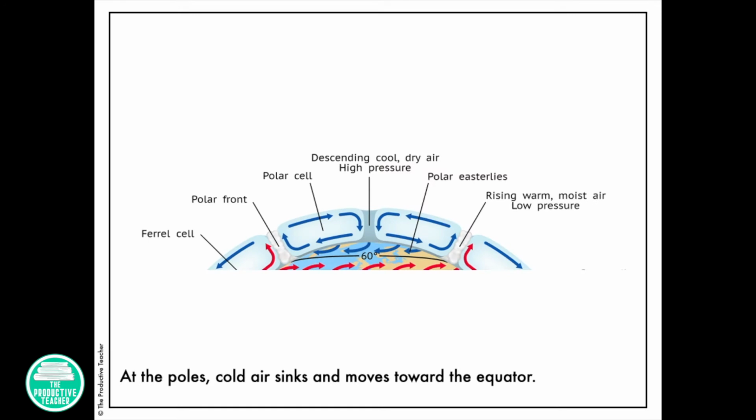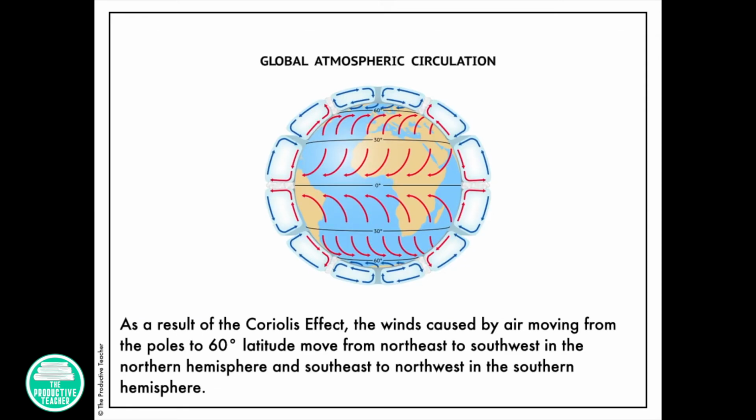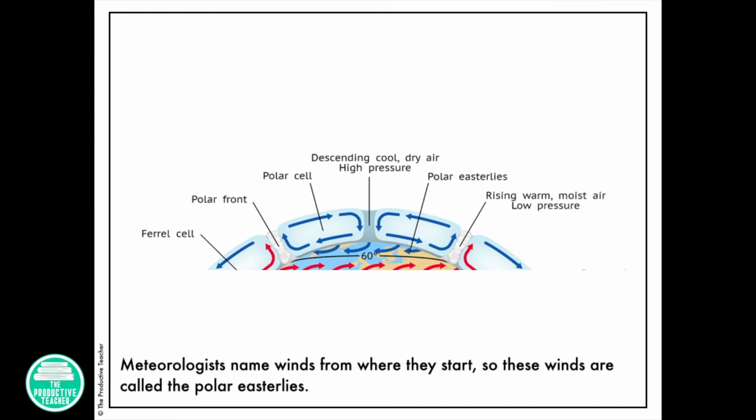At the poles, cold air sinks and moves toward the equator. The sinking air creates high pressure at the poles. Antarctica is the largest, driest desert on Earth. As a result of the Coriolis effect, the winds caused by air moving from the poles to 60 degrees latitude move from northeast to southwest in the northern hemisphere and southeast to northwest in the southern hemisphere. Meteorologists name winds from where they start, so these winds are called the polar easterlies.